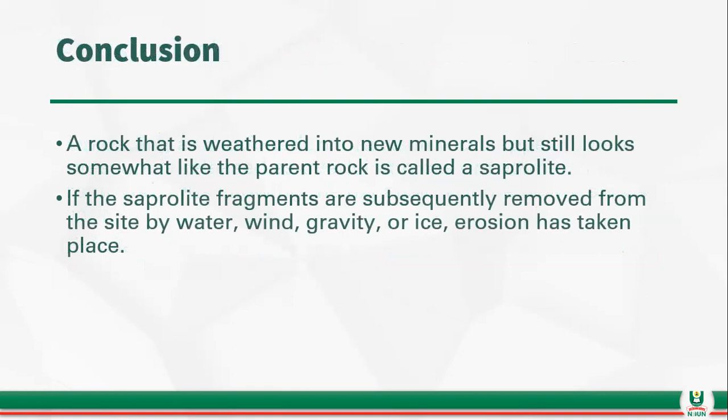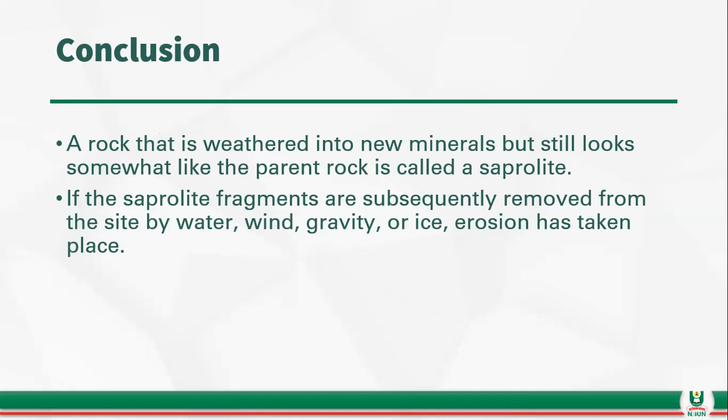Conclusion: a rock that is weathered into new minerals but still looks somewhat like the parent rock is called saprolite. If saprolite fragments are subsequently removed from the site by water, wind, gravity, or ice, erosion has taken place, and of course, it leads to the formation of soil.